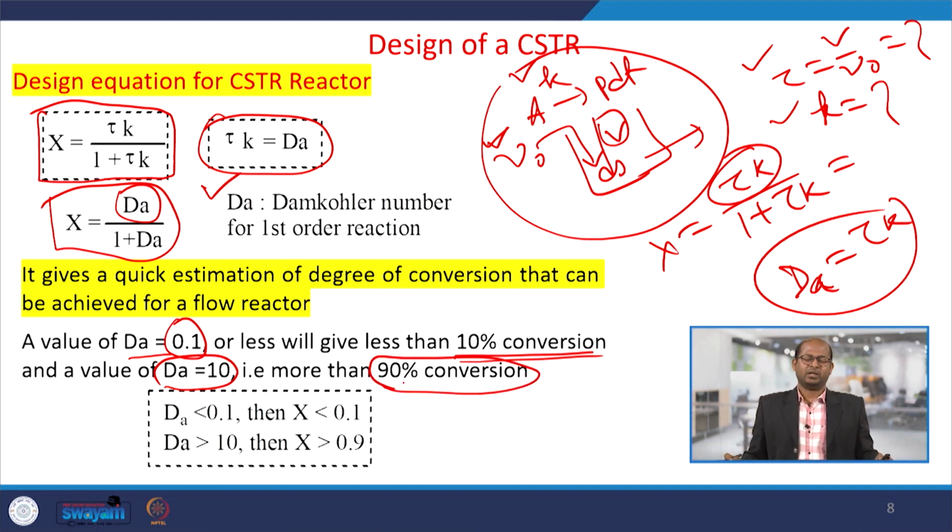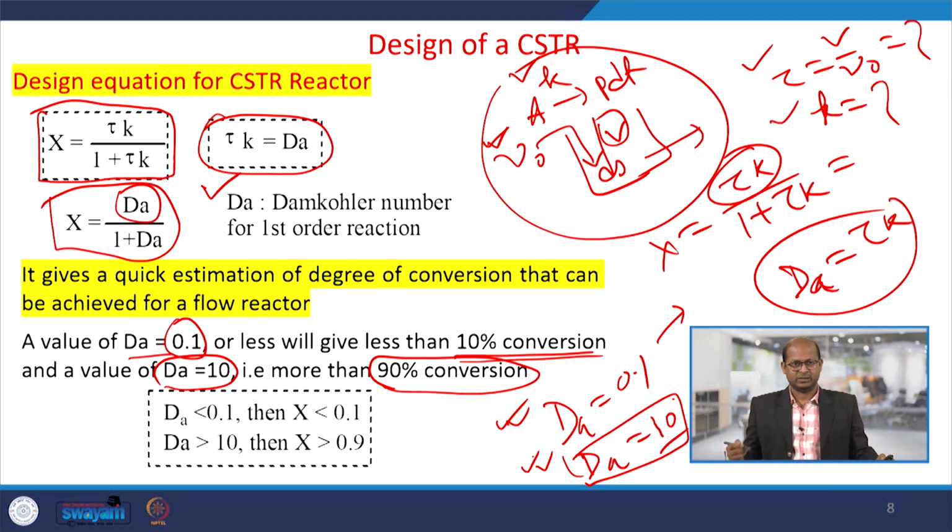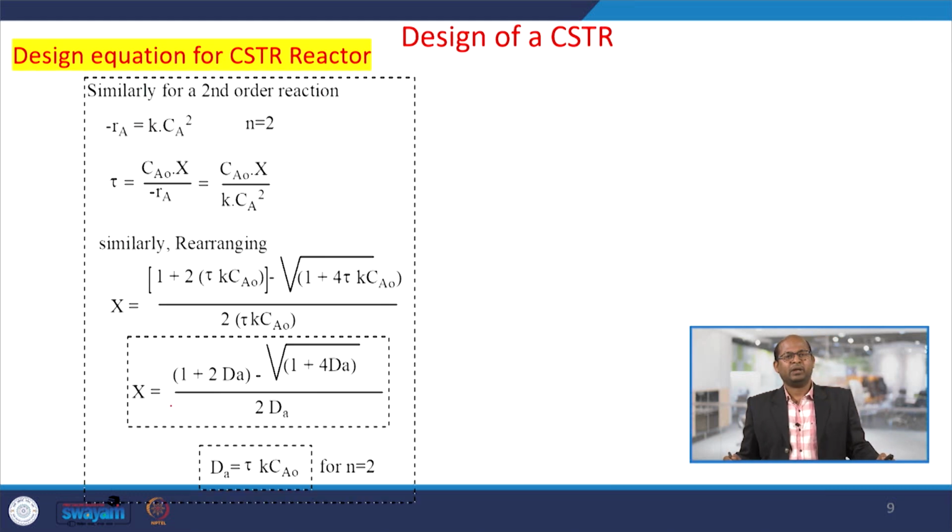So, first if you are able to calculate the Da for this particular reaction, and the Da value is very small, that is Da equals 0.1 as I said, then conversion is very low, and if the Da value is very high, then we can say that the chance of high conversion is there. So, if we maintain those operating conditions for that reaction in that reactor, then we can get high conversion. So, we can quickly estimate it depending upon that Da value.